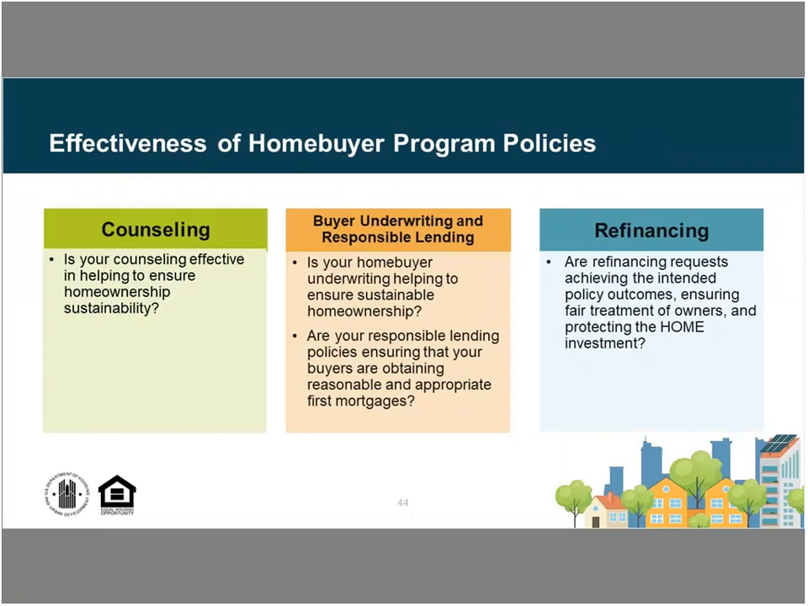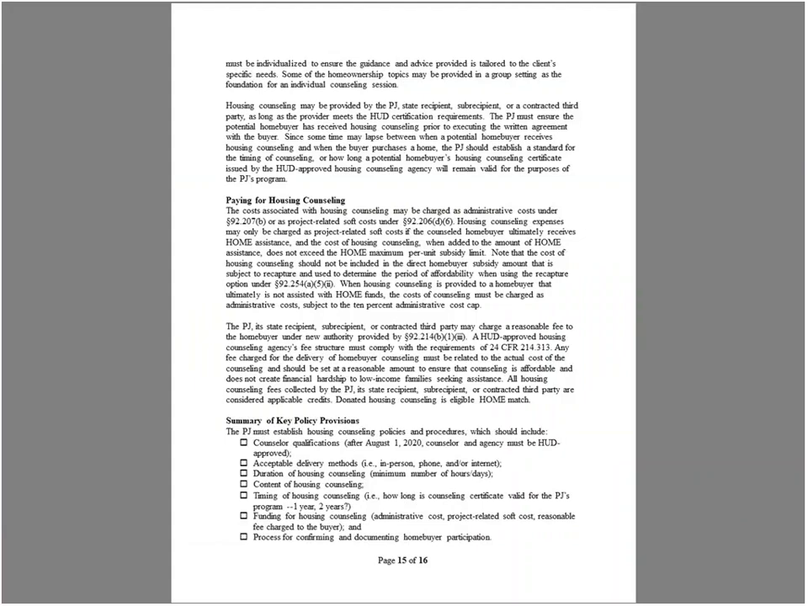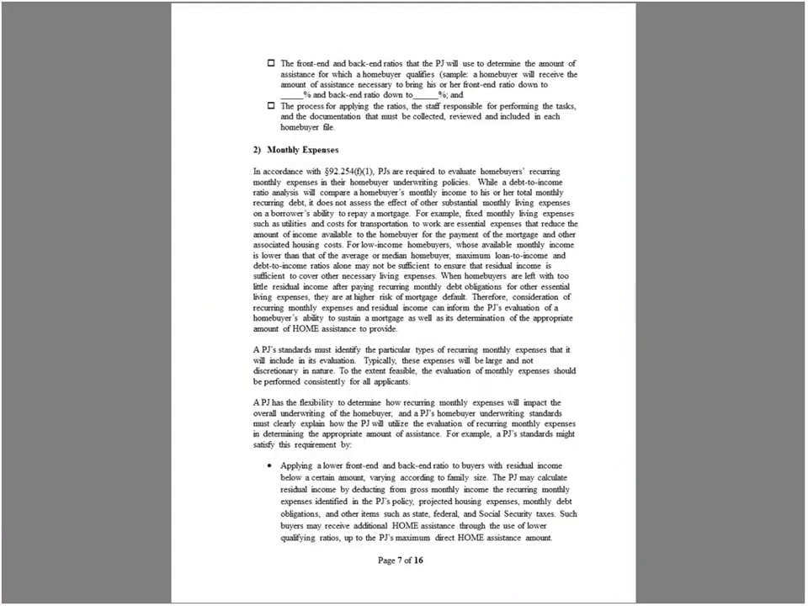And then you want to look beyond the requirements. You should really be evaluating the effectiveness of your policies and procedures to determine whether enhancements can be made in counseling or buyer underwriting and responsible lending or in refinancing. And Monty talked quite a bit about CPD Notice 18-09. So this is 18-09. Let me go to the first page so you can see it.